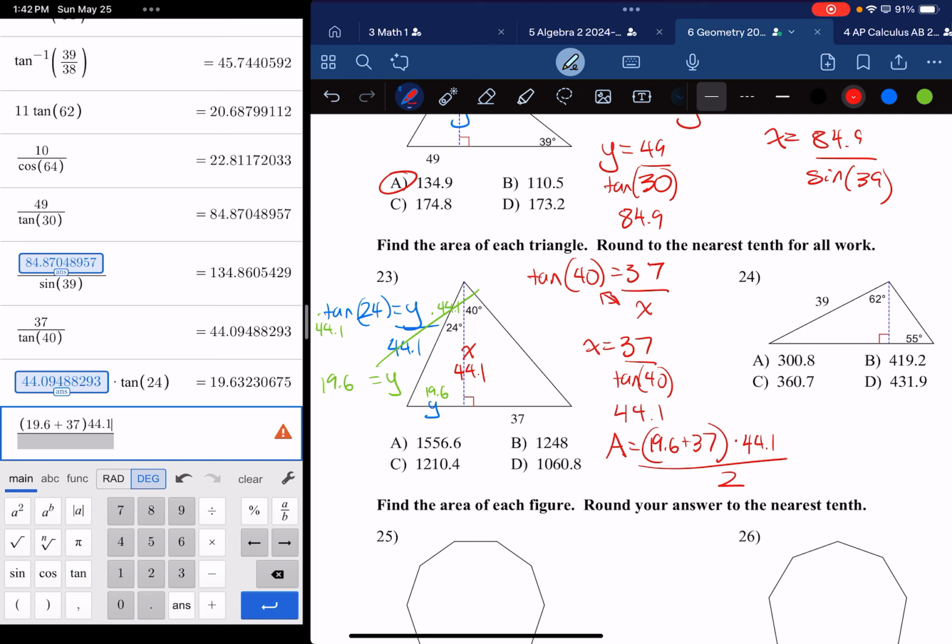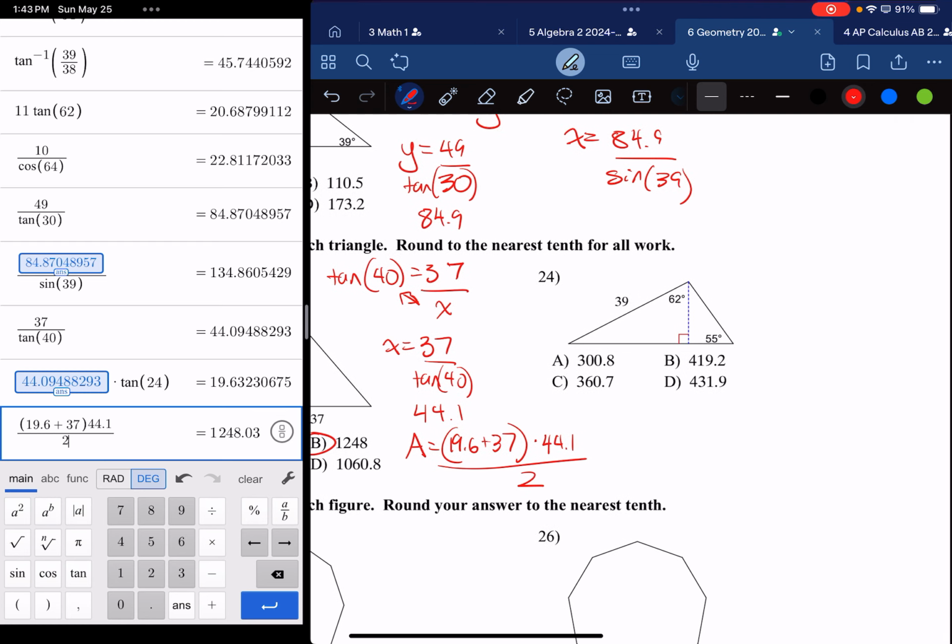When I multiply that, it's not working because the denominator is not there. The denominator should be 2, and we get 2,496. Oh no, that's not an answer. So we have made a mistake. I'm just eyeballing everything. Does everything look okay? Everything does look okay. I typed in 1 instead of 2. Divide by 2. Oh, 1248. 1248 is going to be option B.